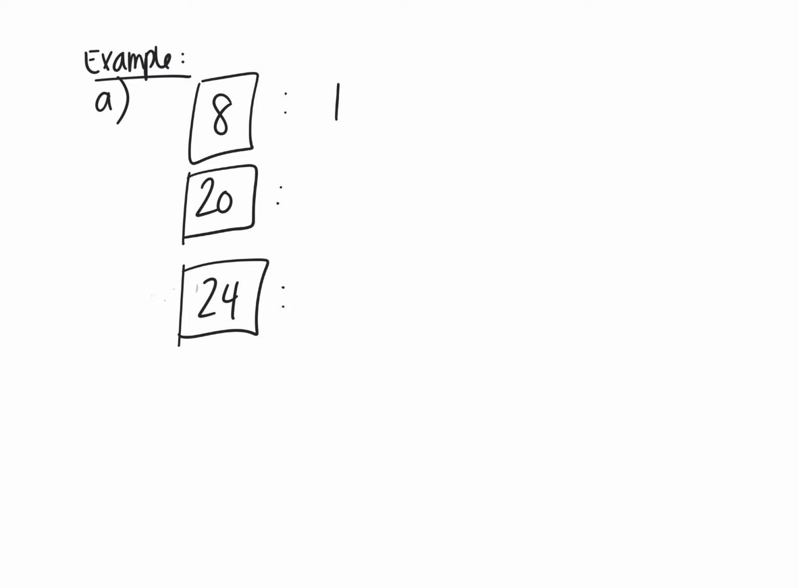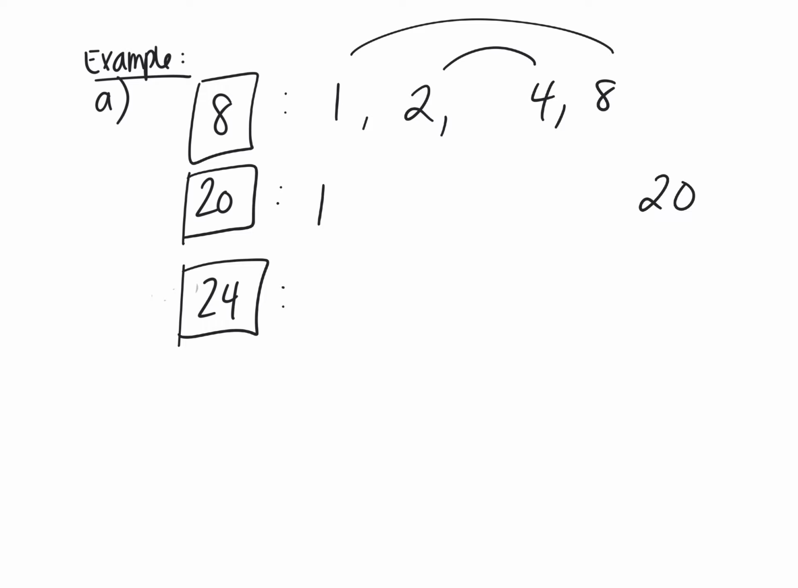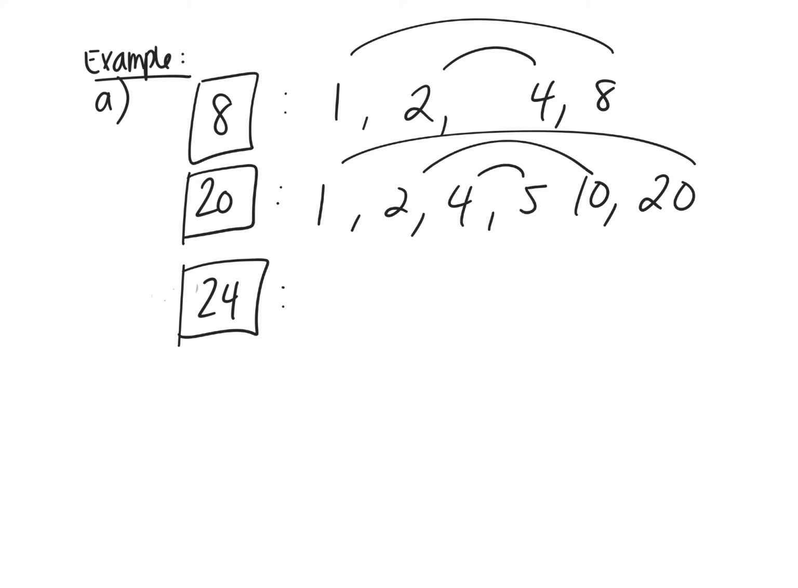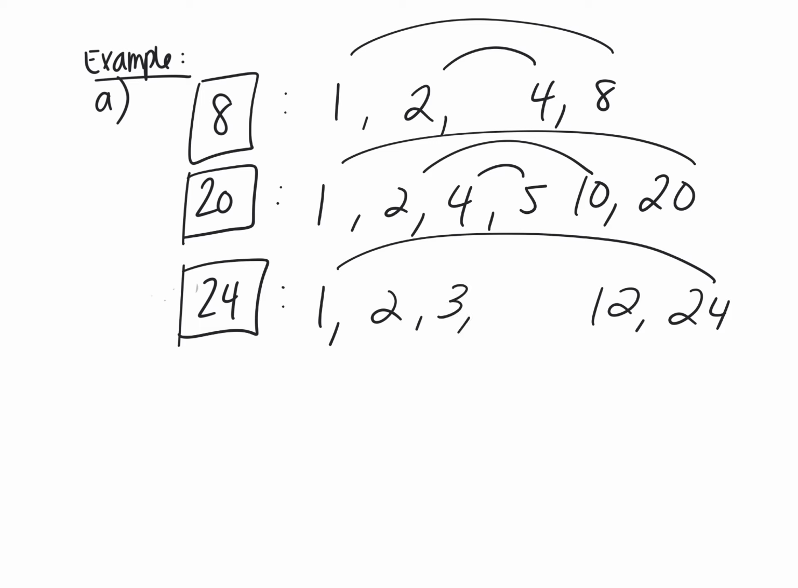What are the factors of 8? 1 times 8 is 8. 2 times 4 is 8. Do they have any other factors? 3? No, you're done. 20: we already did this one. 1 times 20. 2 times 10. 4 times 5. Those are all the factors. And then for 24, always start with 1. 1 times 24. Does 2 go into 24? How many times? 12 times. Does 3 go into 24? 8 times. Does 4 go into 24? 6 times. So 2 times 12, 3 times 8, 4 times 6.